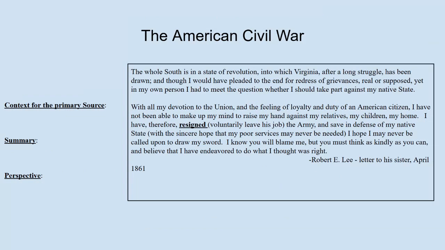So, the context we got to be aware of here, things we want to keep in mind, is, again, number one, it's right after the Civil War breaks. Robert E. Lee is going to be a leader of the Southern armies, and this is a letter to his sister. So let's take a look at the summary. What do we need to know about that?